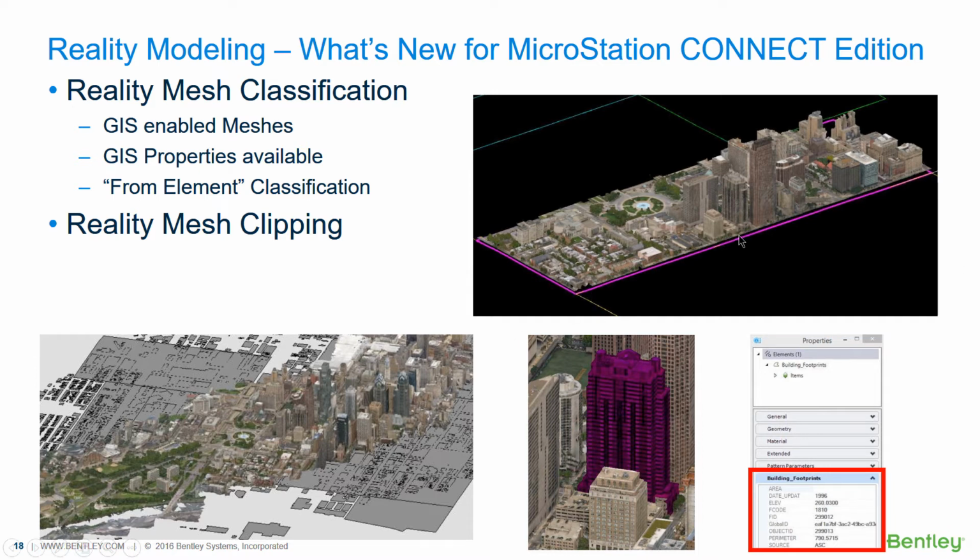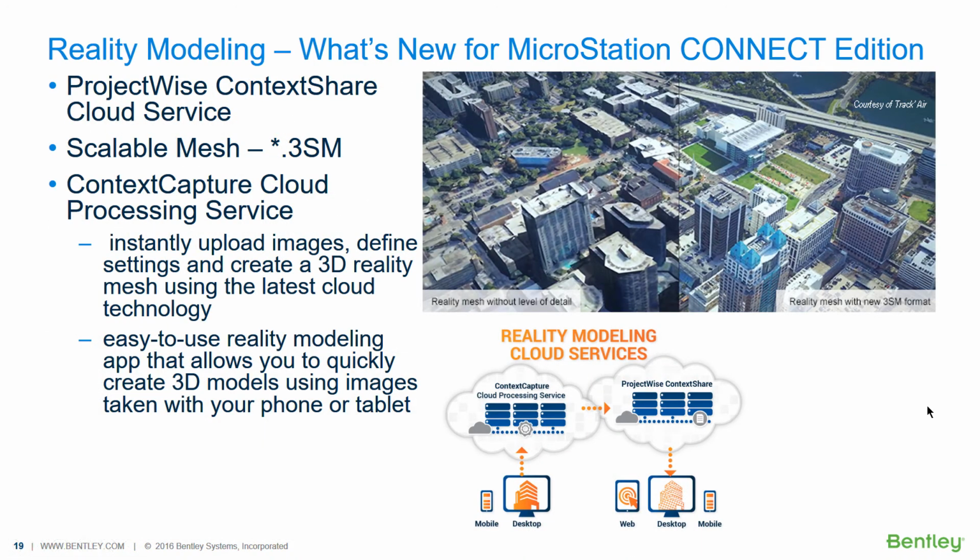We also added in, as you can see, reality mesh clipping. And a few more features for reality meshes. So, for example, we added the project-wise context share cloud service. Now, what this actually is a way for us to stream and share our reality meshes. So as you can imagine, if you have a very large reality mesh like the city of Philadelphia, it can be a large file, and it can be a little difficult to share.